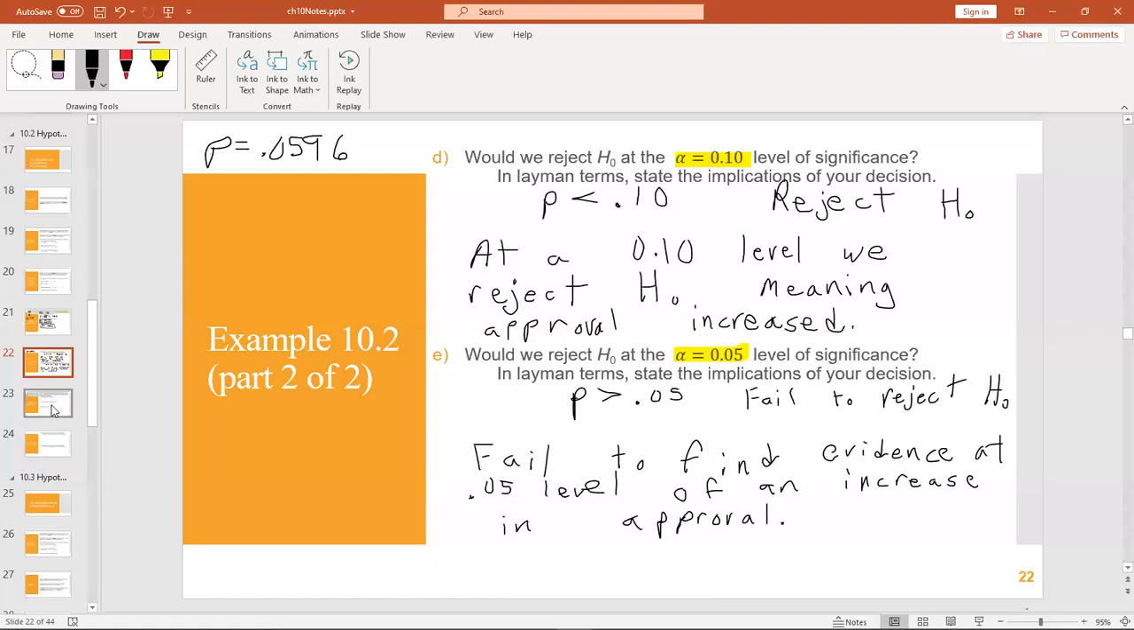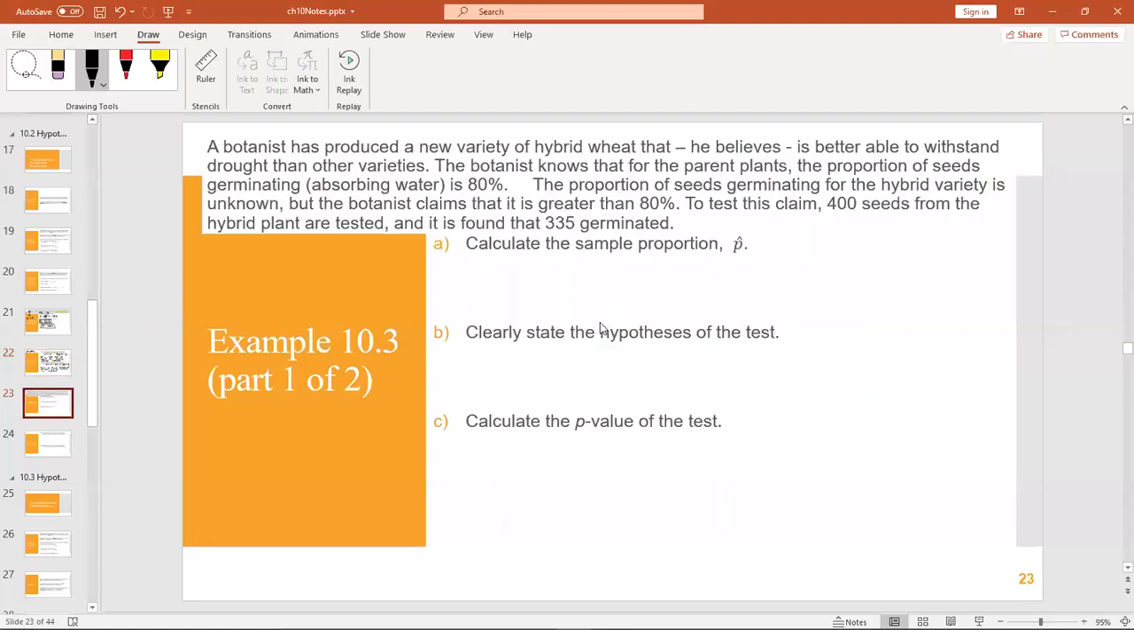It all depends. Let's do another example here. A botanist has produced a new variety of hybrid wheat that he believes is better able to withstand drought than other varieties. They know that for the parent plants, the proportion of seeds absorbing water is 80%. So this right here is going to be P0. So we know P0 equals 0.80. That's P0 right there.